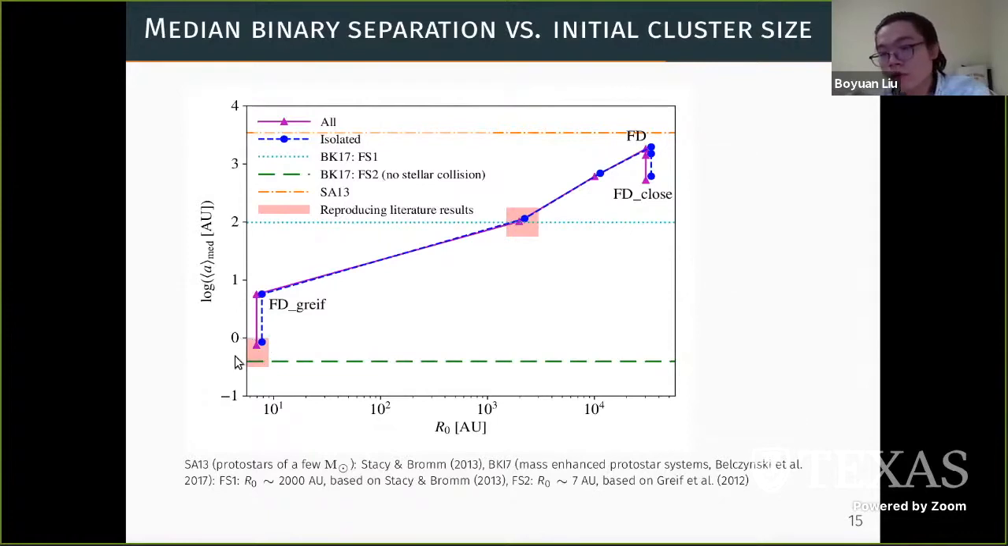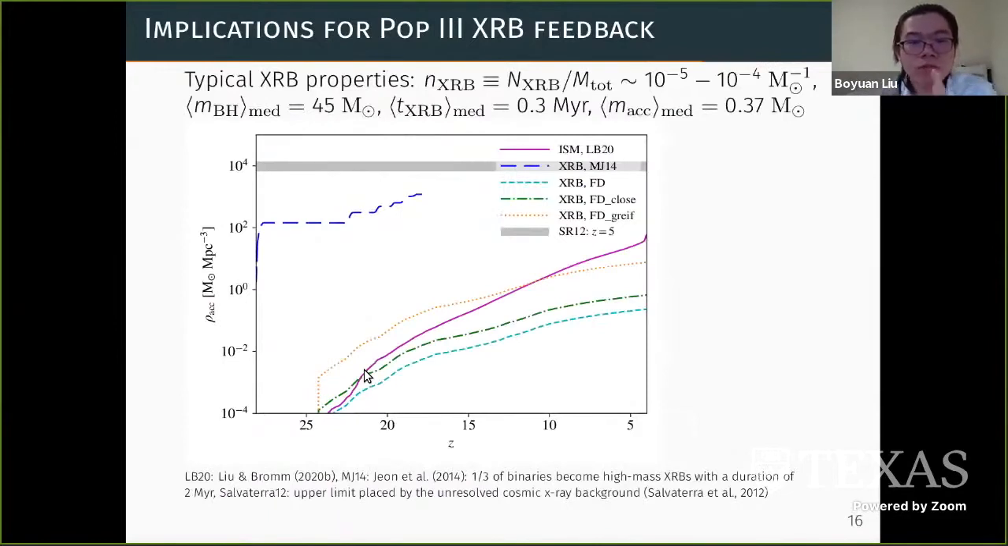And for this lower one, we have reduced or suppressed stellar collisions. As you can see, the median separation is almost proportional to the initial cluster size when we ignore stellar collisions. Interestingly, we can also reproduce literature results if we set the initial cluster size to exactly what they adopted, shown by these right regions. Finally, I would like to talk about some implications of our results.